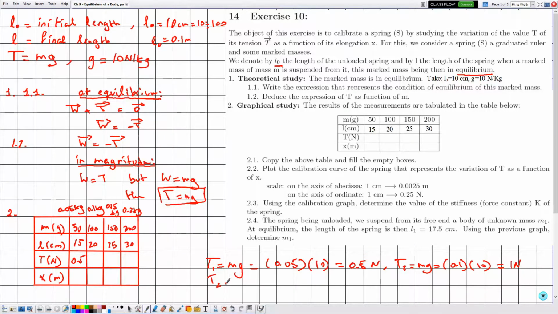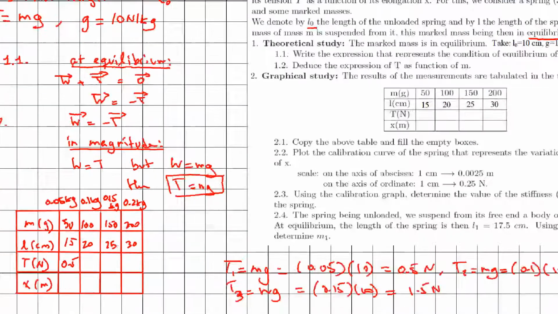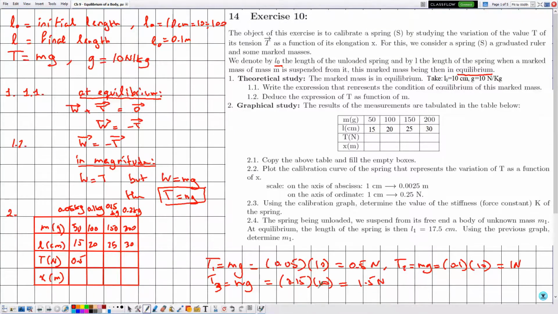Now T3 is equal to M multiplied by G, which is equal to 0.15 multiplied by 10, which is equal to 1.5 in newtons. This is T3. And as for the final tension, 0.2 multiplied by 10, this is equal to 2 newtons. So this is 0.5, 1, 1.5, and 2. So this is it for the third column in the third row in the table.